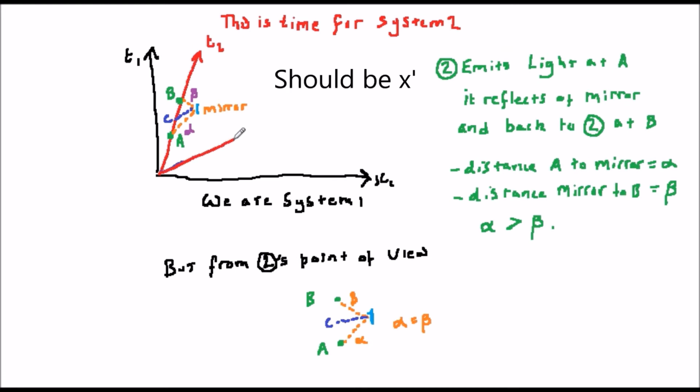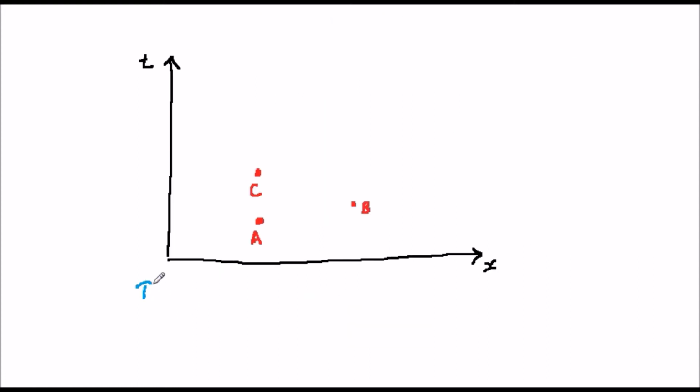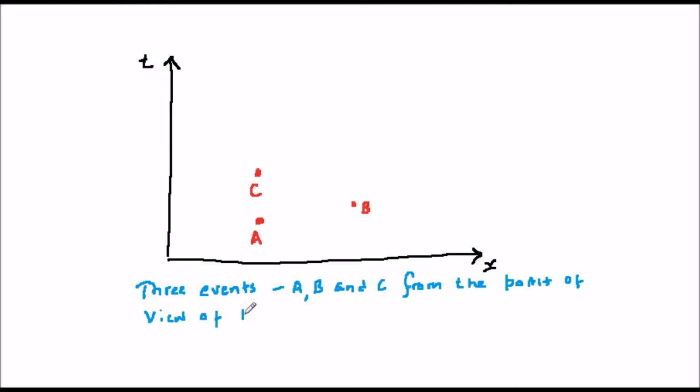Let's look now at 3 separate events which happen as shown on the diagram. From our point of view, from observer 1's point of view, A happens first. This is shortly followed by B, which happens some distance away, and then finally C occurs, which happens at the same place as A, but some time later. Let's now look at this from the point of view of observer 2.